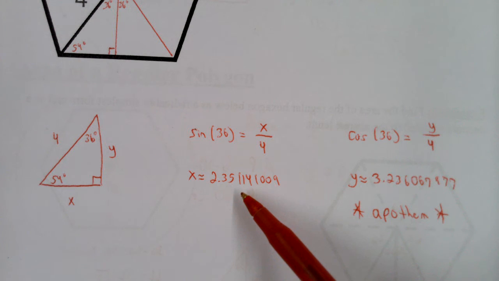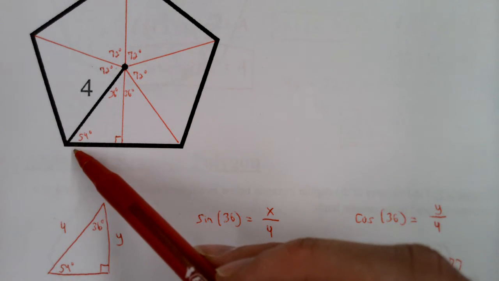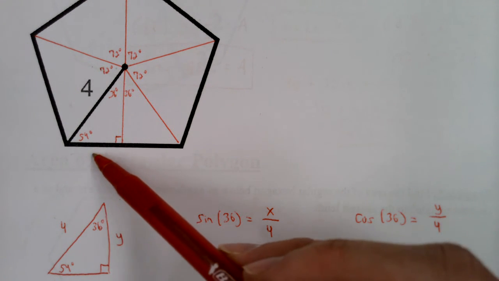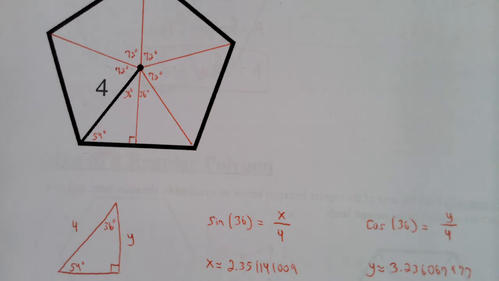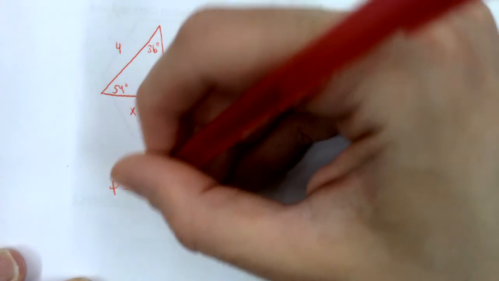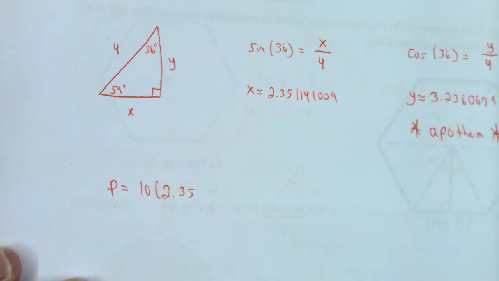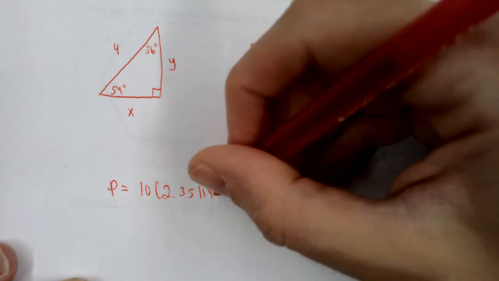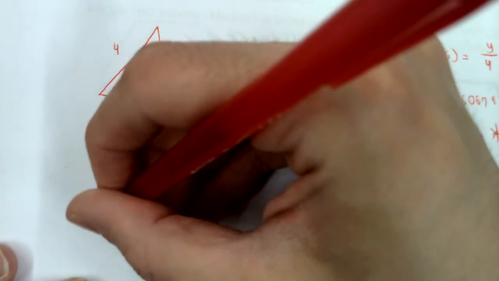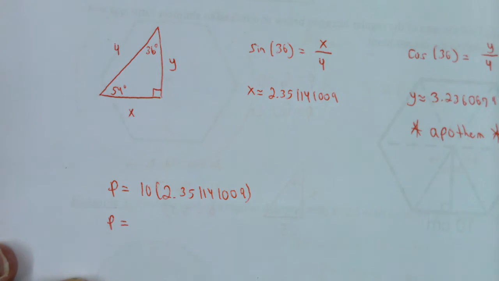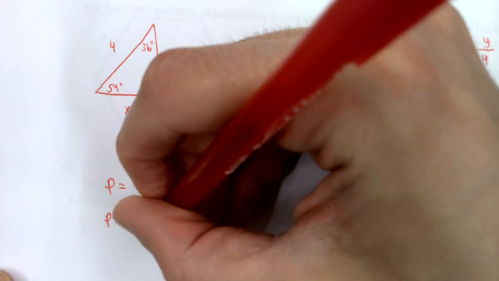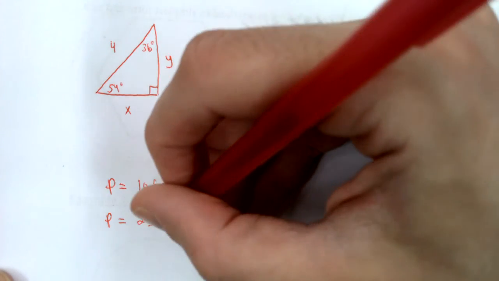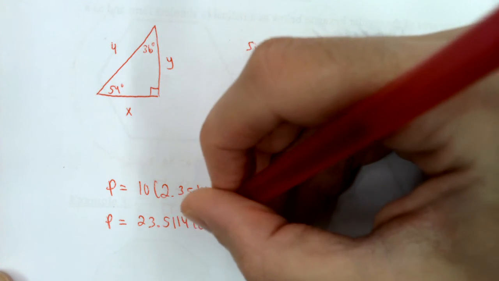I'm going to use this to get the perimeter. That 2.35 is half of a side. So to get the perimeter, I'm going to multiply that by 10 because there are 10 of those halves. Perimeter P equals 10 times 2.351141009. So the perimeter is going to be 23.51141009.